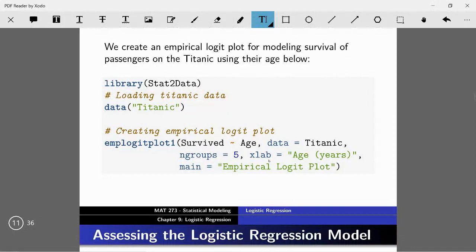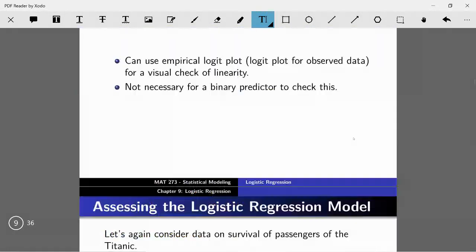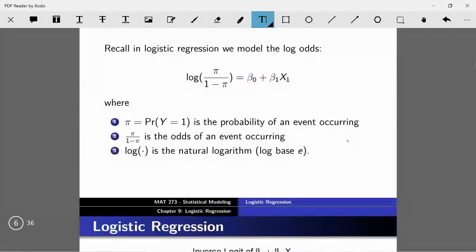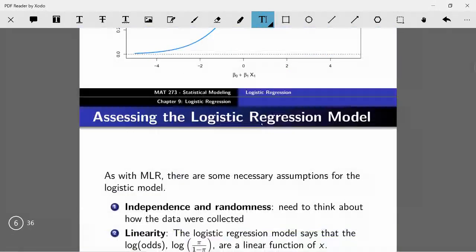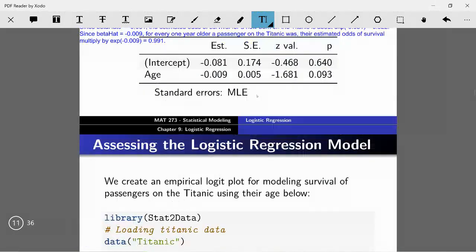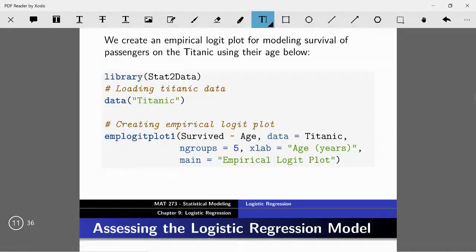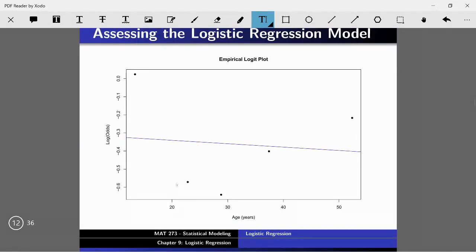So we have like a lowest fifth of the passengers in terms of age and like a highest fifth of the passengers in terms of age. And then we look at the proportion within each of those 5 groups who survived or not. And so that's how we can get an actual pi from our data. So this will vary slightly depending on the number of groups that you pick, but by specifying 5 groups, we'll get 5 data points for this empirical logit plot here.